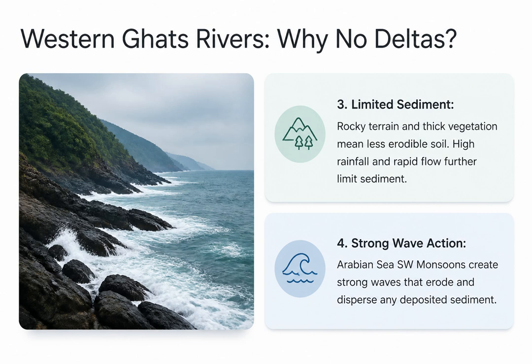High rainfall and rapid water flow further ensure that whatever sediment exists is quickly flushed out. Finally, when these rivers reach the Arabian Sea, they encounter strong wave action, especially during the southwest monsoons. These powerful waves aggressively erode and disperse any minor sediment deposits at the river mouths, making delta formation impossible.